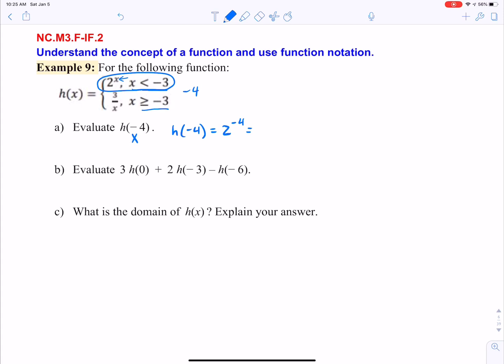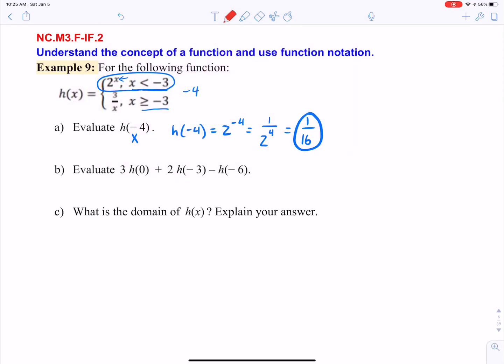So the negative 4th power we could fix by putting 2 on the bottom, and then it would be a positive 4th power, or in the denominator. And then let's just simplify that a little bit more and say that that would equal 1 over 16. And that is it for part A.